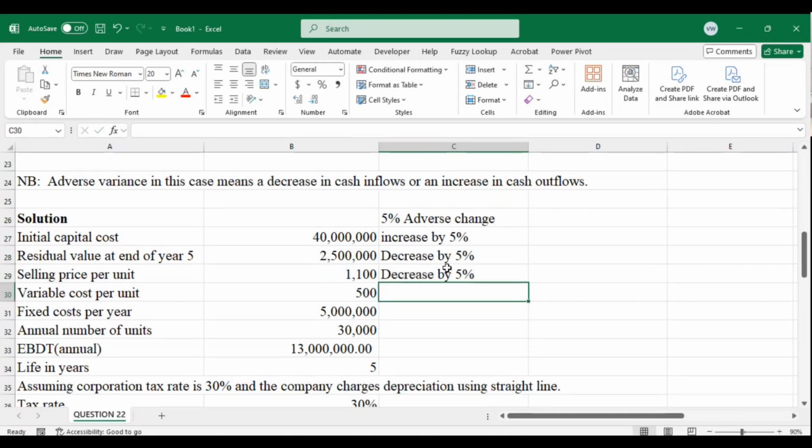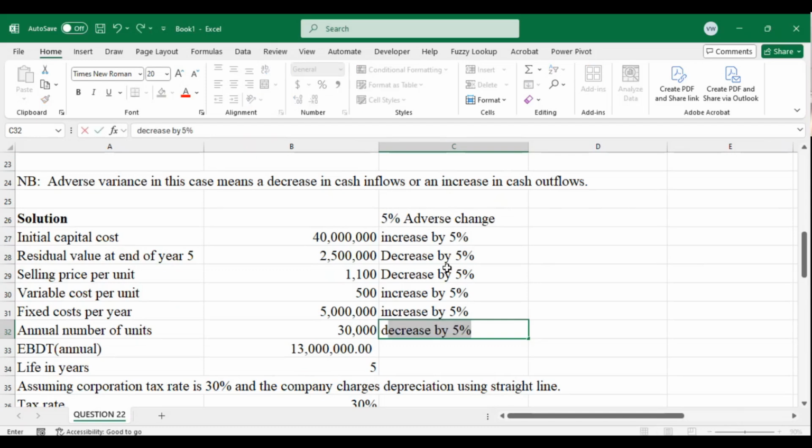The variable cost, because that is a cost item, if it is adverse, we expect all the cost items to increase by 5%. Same case applies with fixed costs. We expect it to increase by 5%. Annual number of units, the units sold increases our earnings. So if it is adverse, we expect it to decrease by 5%.